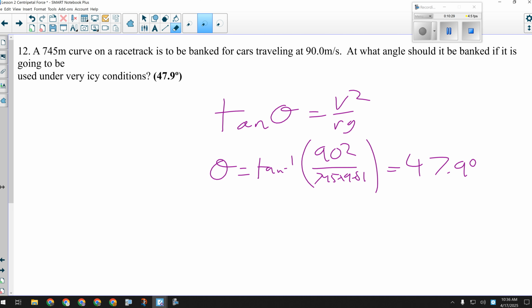That is ridiculous. It is a hugely banked angle, but it is also really, really fast, because the question does actually define it as a racetrack earlier. So context matters, right? If this had been an exit ramp or an on ramp, that number would be unreasonable. Nobody would ever bank an on ramp at 47 degrees. But for a racetrack, that's not unreasonable. Cars go a lot faster. Any questions on that stuff?